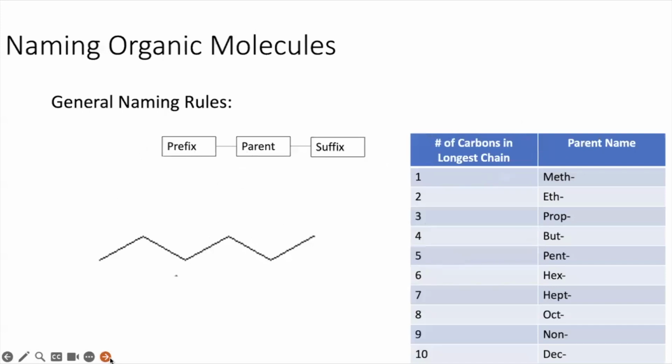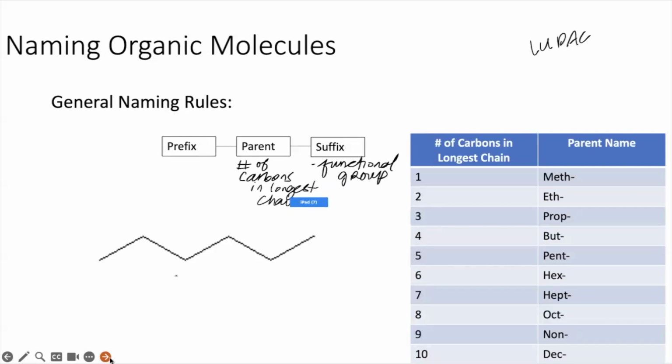You're going to see this slide over and over. Naming organic molecules uses the IUPAC naming system, in which there's a general outline: the prefix, the parent, and then the suffix. The suffix is going to be based off of your functional group. The parent is the number of carbons in that longest chain. And then your prefix is anything coming off of that chain. So these are branches off the chain.